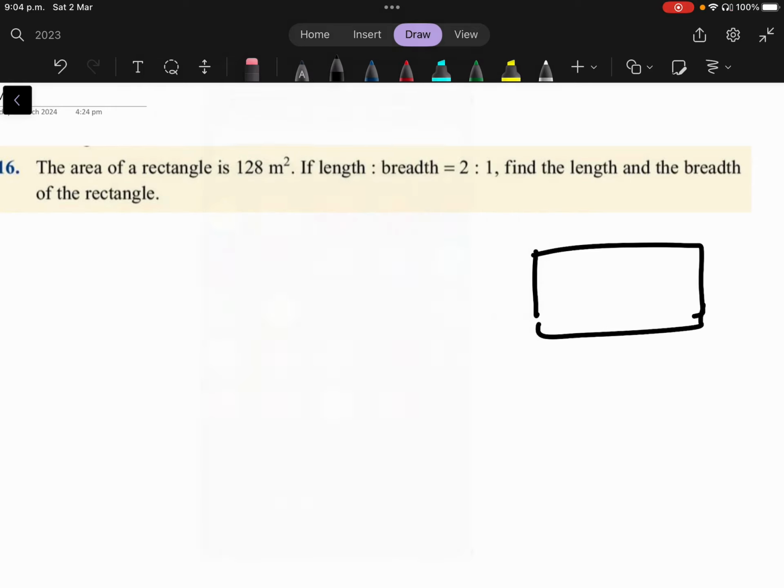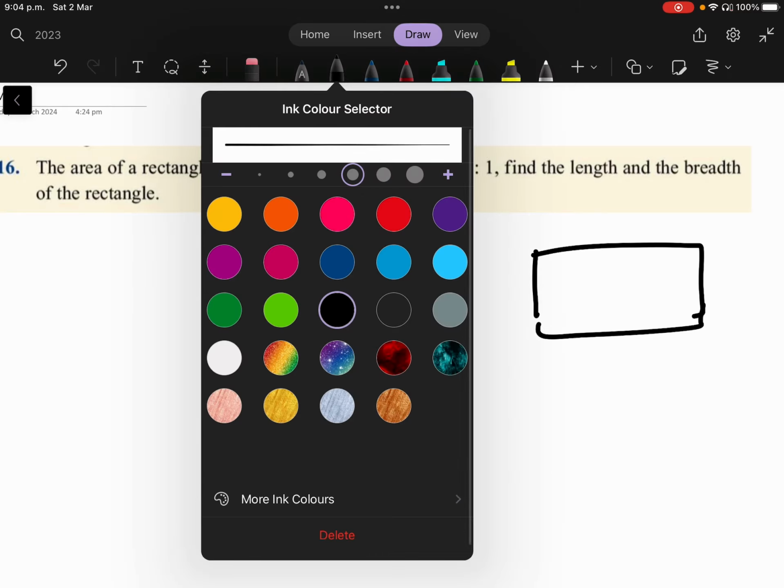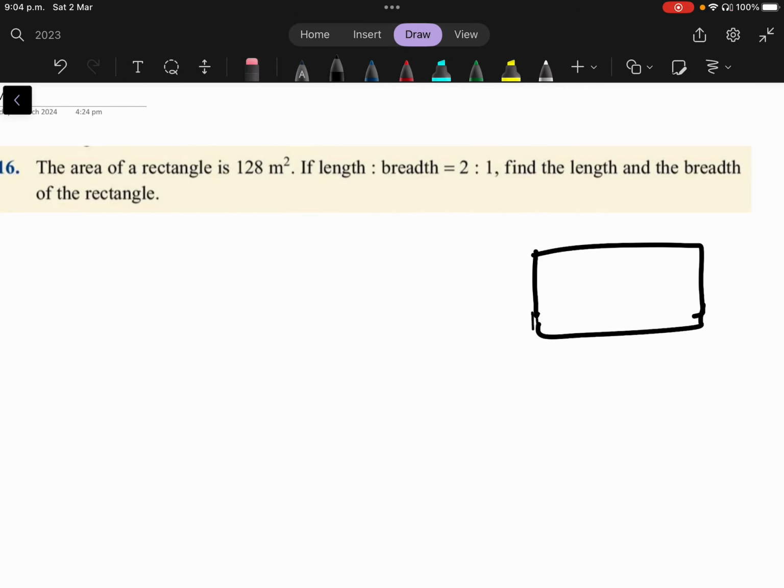Sorry, let me just change this one. Okay, you have a rectangle like this, and length is to breadth is 2 is to 1. Which means that if the breadth is x, this will be 2x. If you use algebra, this can be done very easily. So in this case, area is equal to 2x times x. So that means 2x square is equal to 128.